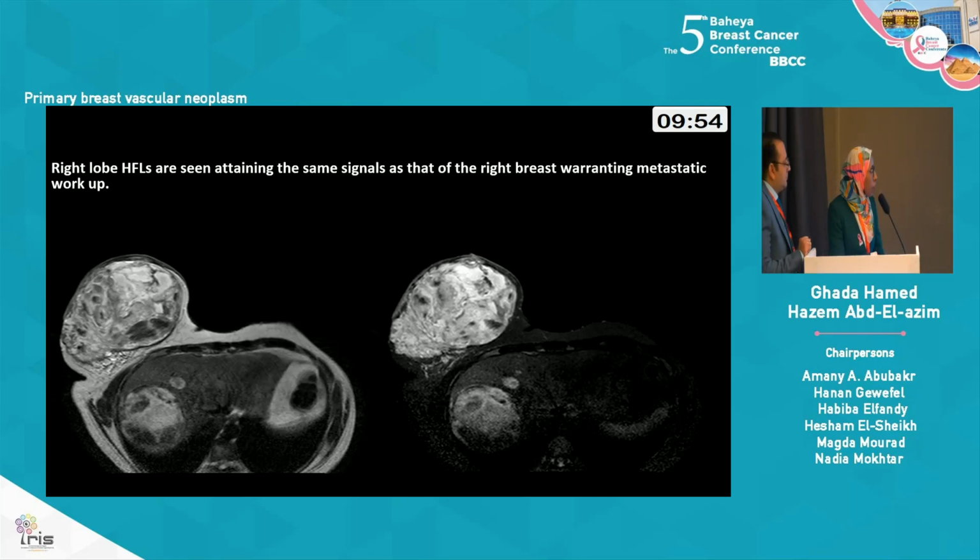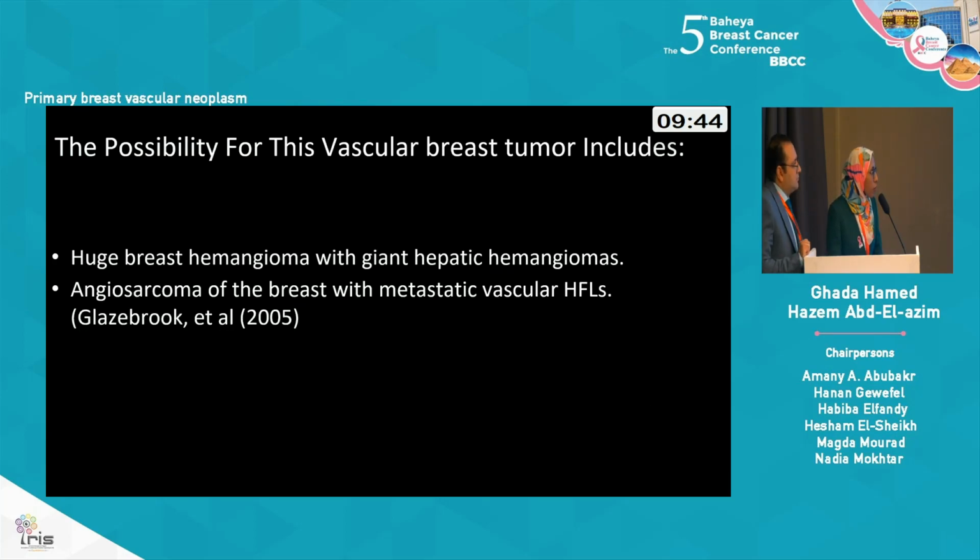Right hepatic lobe focal lesions are seen attaining the same signal intensity as that of the right breast, warranting further metastatic workup. The possibilities for this vascular tumor include a huge breast hemangioma with giant hepatic hemangiomas. Another differential is angiosarcoma of the breast with metastatic vascular hepatic focal lesions.